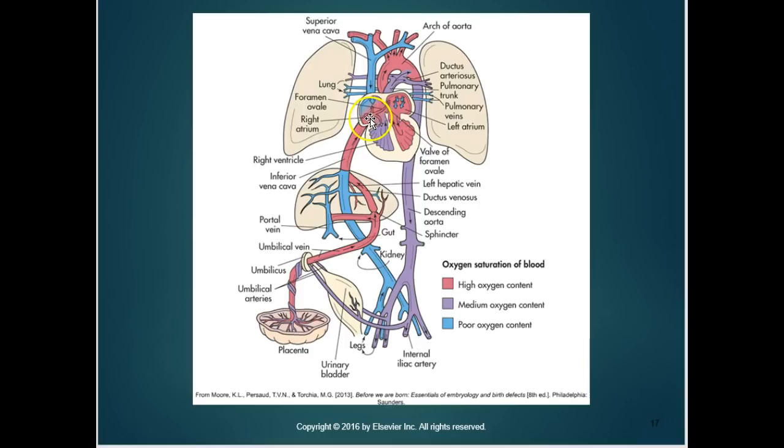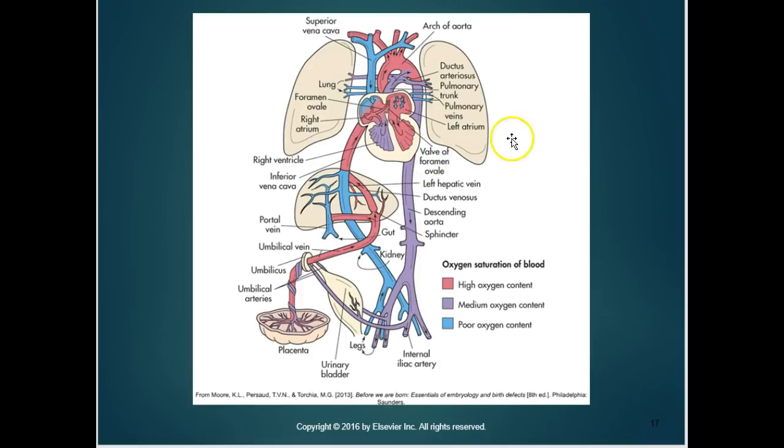So the blood's going to skip going to the right ventricle, pulmonary artery, pulmonary vein, left atrium. It's going to skip that. You're going to have oxygenated blood go to the right atrium, and then it's going to go through the foramen ovale straight over to this left atrium, then down to the left ventricle and out the aorta. So that's your second duct.